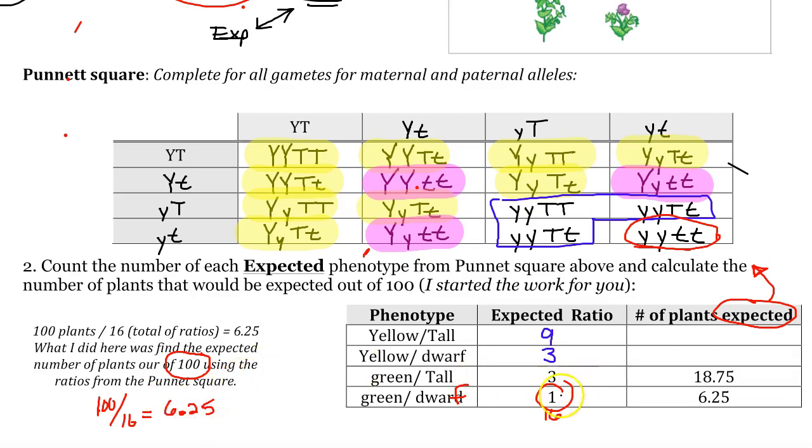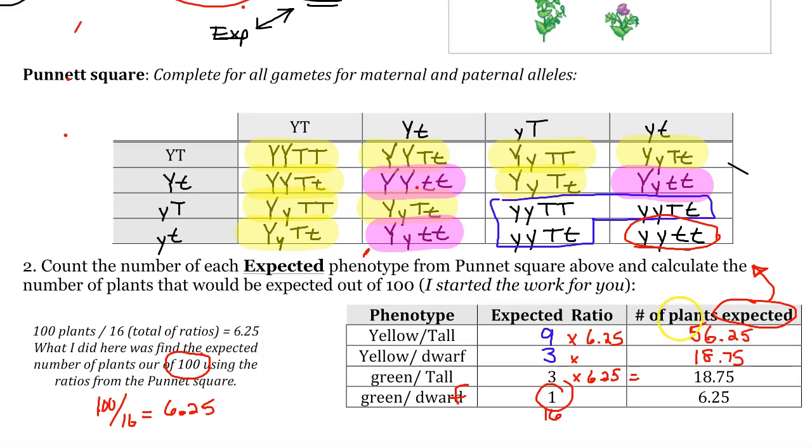Of course, 1 times 6.25 gives me 6.25. 3 times 6.25 gives me 18.75. And then 9 times 6.25 gives me what? It gives me 56.25 when I do that in my calculator.